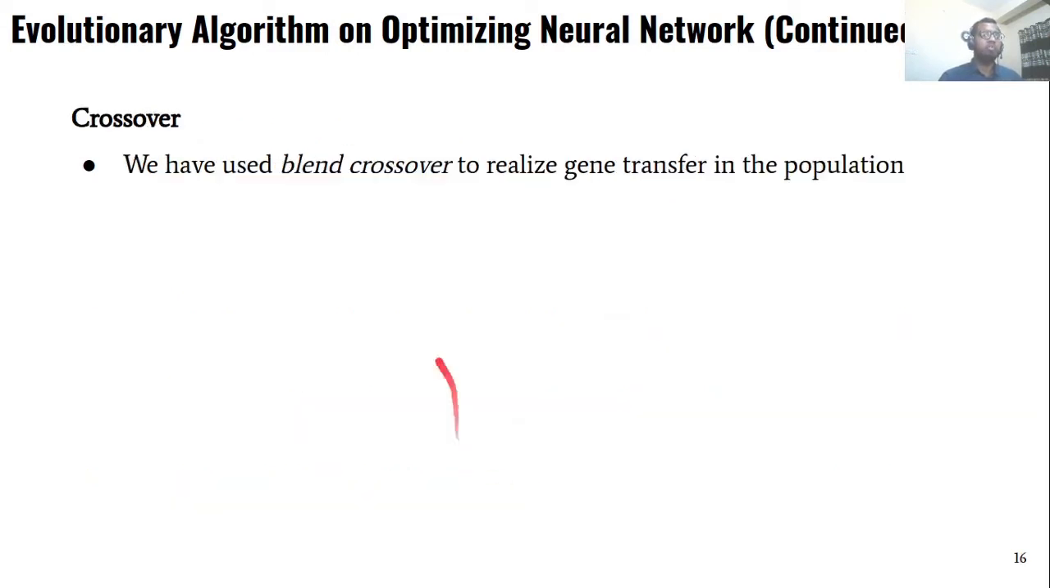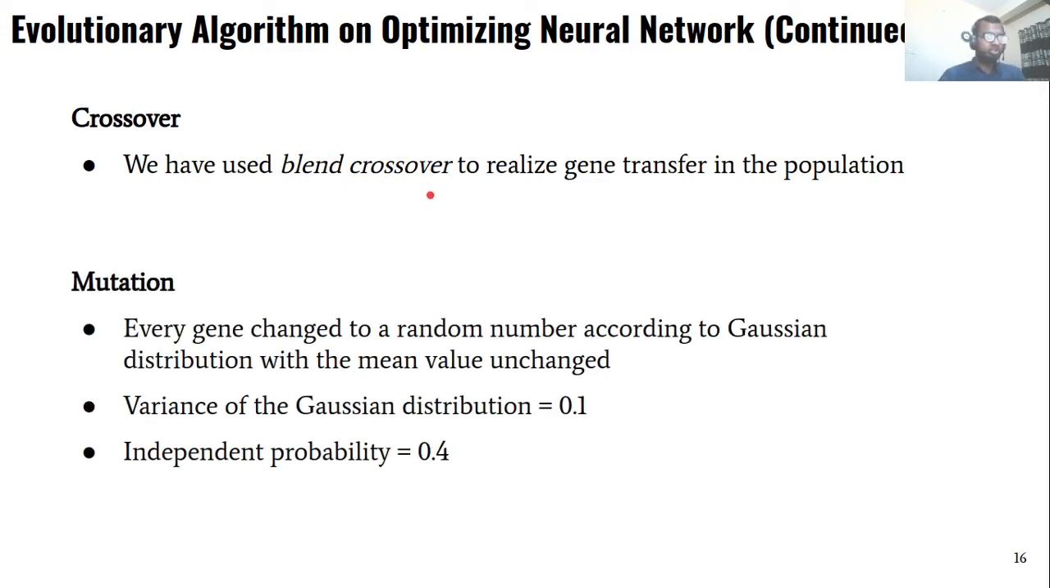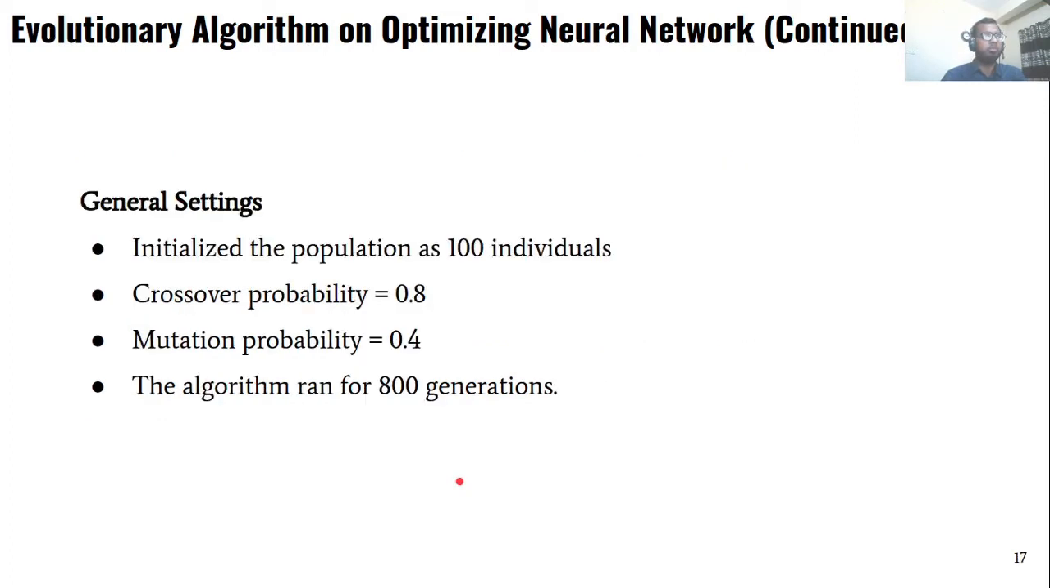This selection of offspring was repeated until the required number of individuals had been selected. In the crossover, we used the blend crossover algorithm to realize gene transfer. And specifically for mutation, with an independent probability, every gene is changed by a random number according to a Gaussian distribution, and we set the variance of the Gaussian distribution as 0.1, and the independent probability was set to 0.4. This is our general setting to optimize using the evolutionary algorithm. We initialize the population as 100 individuals. Our crossover probability was 0.8, with a mutation probability of 0.4, and we ran the algorithm for 800 generations.